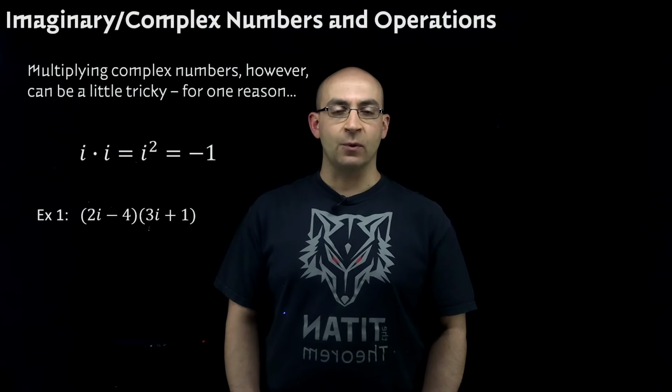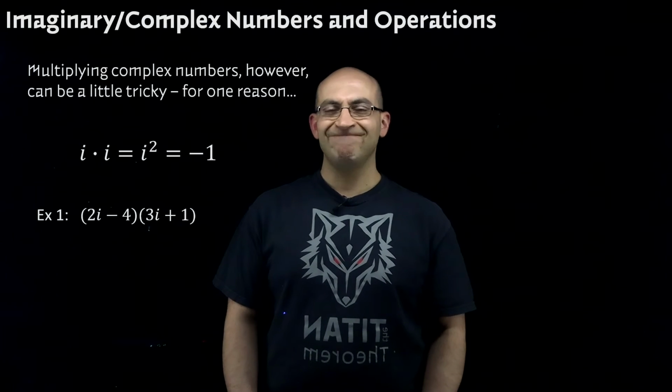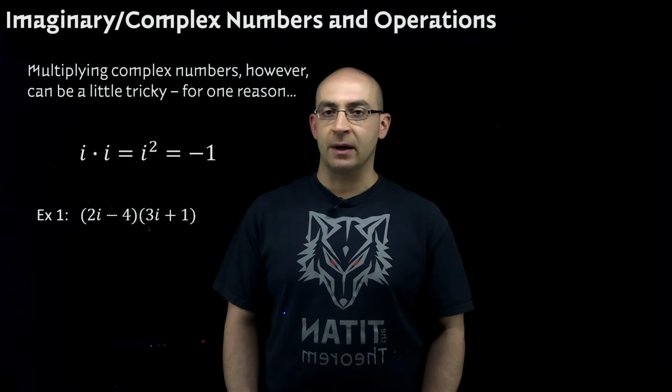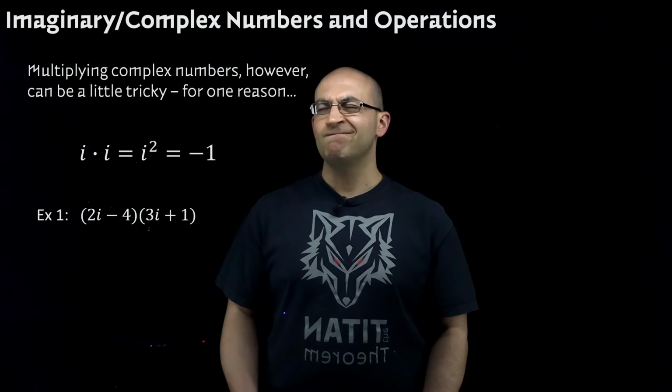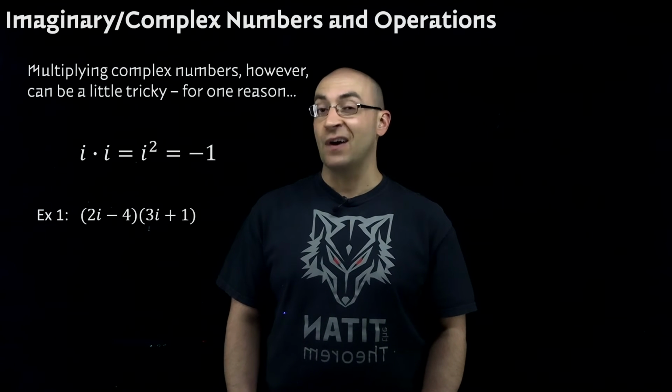Now we could do this a couple different ways. We could do FOIL, which isn't really what we do anymore when we talk about multiplying binomials. We could simply distribute and multiply. We could use the area model too. Let's go with the area model because we should be very familiar with it.